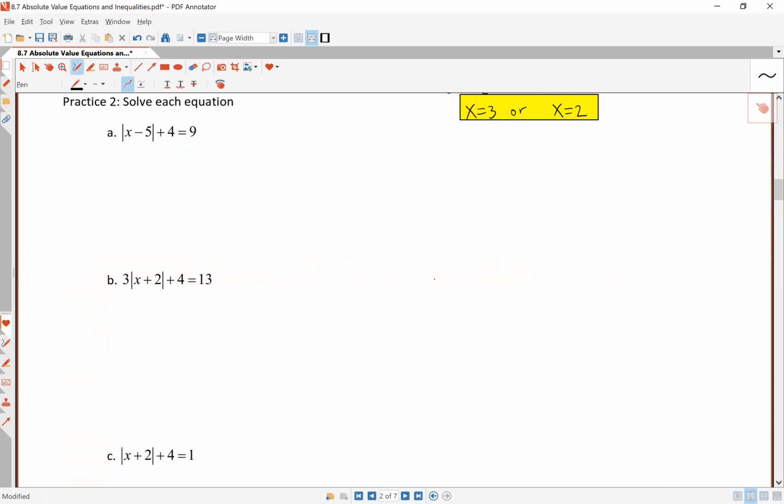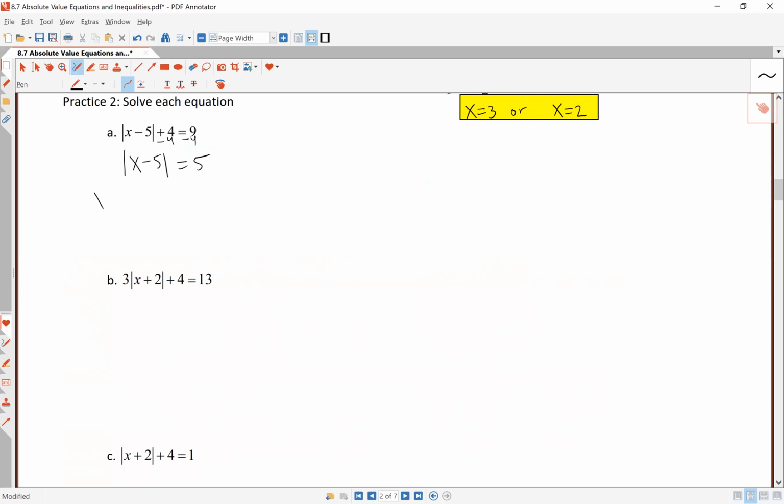Now that you've had a chance to work these out, I'll work these out with you. Letter A, absolute value of x minus 5 plus 4 equals 9. We need to isolate this absolute value of x minus 5, so we subtract 4 from both sides.